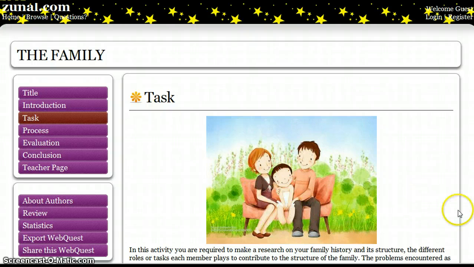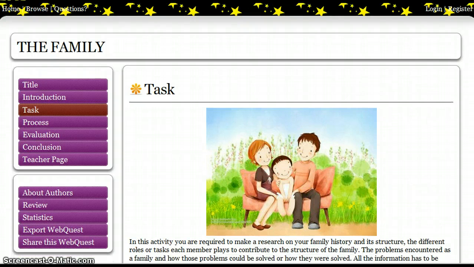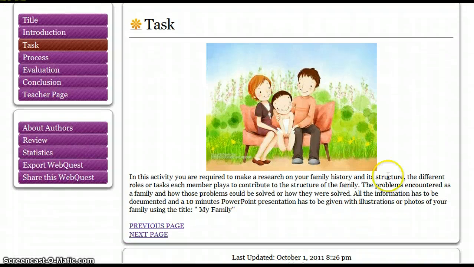Then in the task phase, the actual activity to be done has to be discussed. So I have again inserted a family picture so that it looks a bit creative. And then I have written the actual activity that the children are expected to do. The students are required to research their family history and its structure, the different roles or tasks each member plays to contribute to the structure of the family, and the problems encountered as a family and how those problems could be solved or how they were solved.